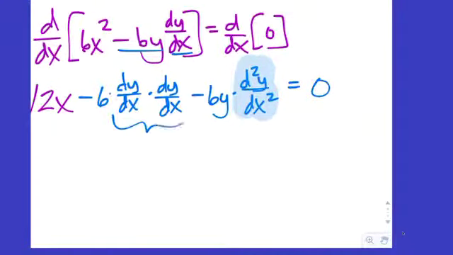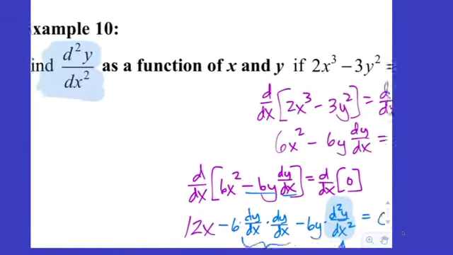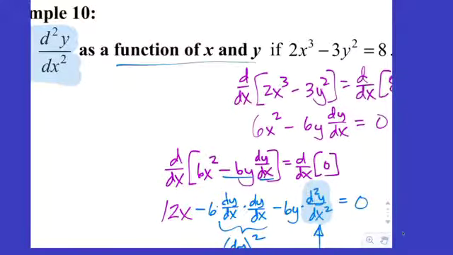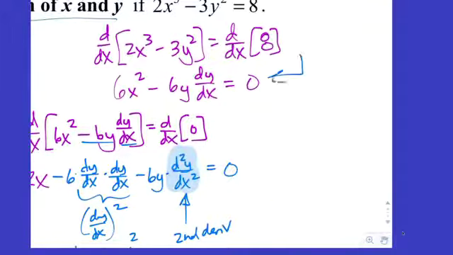Notice this right here. This is dy dx squared. That's the first derivative squared. And this is the second derivative. If you noticed, it said up here to find the second derivative as a function of x and y. So if I just go ahead and solve this for the second derivative, I'll have it in terms of x and y and dy dx. Guess what I'm going to have to do to get rid of dy dx? I'm going to have to plug what dy dx is in terms of x and y, which means I'm going to have to solve this dude right here for dy dx.